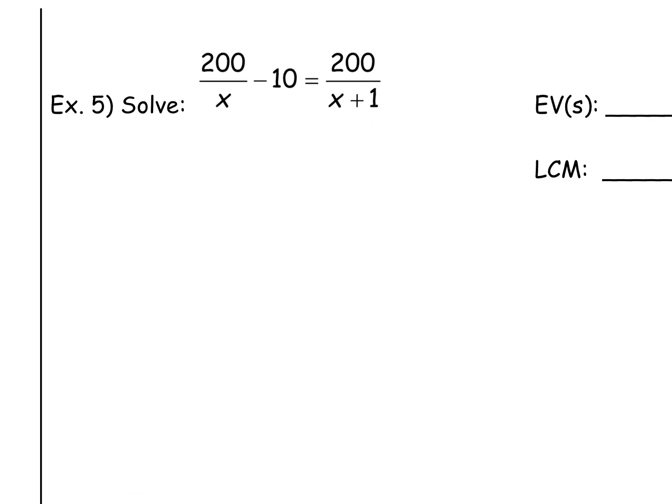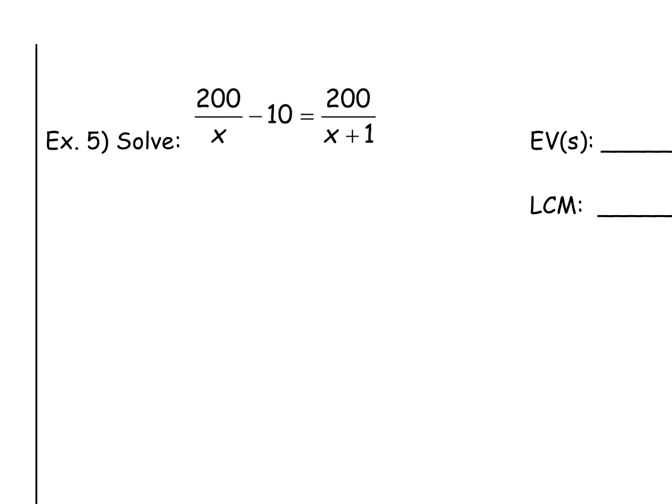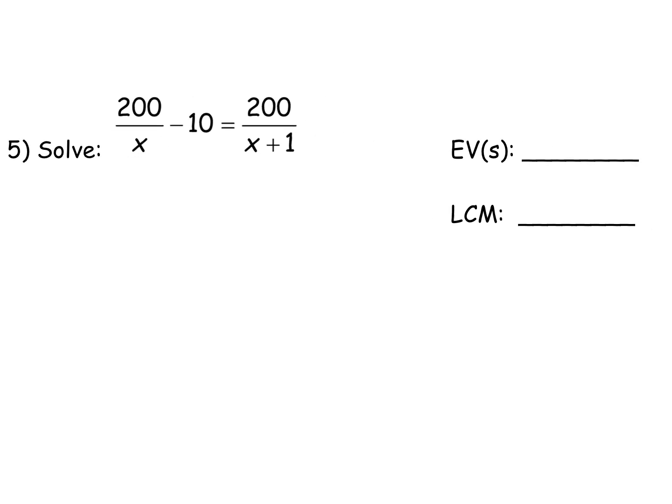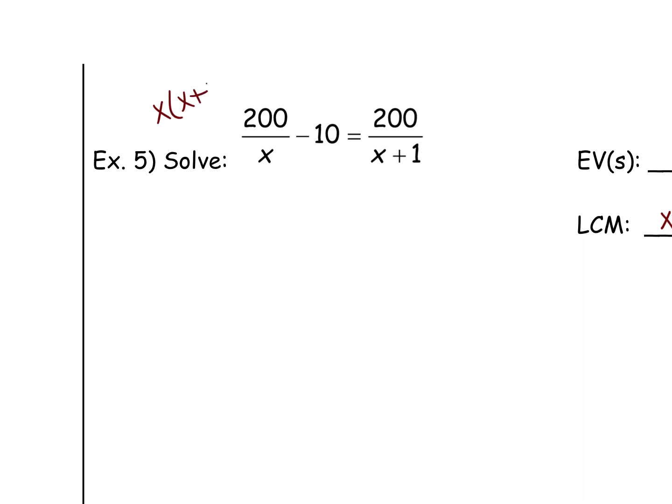For example, in this one right here, I want to multiply across by the absolute smallest thing I can. In this case, I need to cancel out an x, and I also have to cancel out an x plus 1. But you have to remember, you have to multiply everything. So I'm going to multiply across by x times (x + 1). The first one I'm going to multiply is this one right here. When I multiply that piece right there, do you see how the x's will cancel out? So then I am left with 200 times (x + 1).